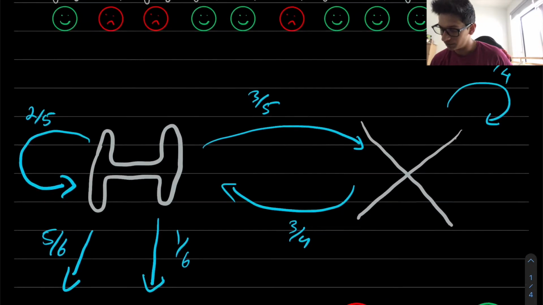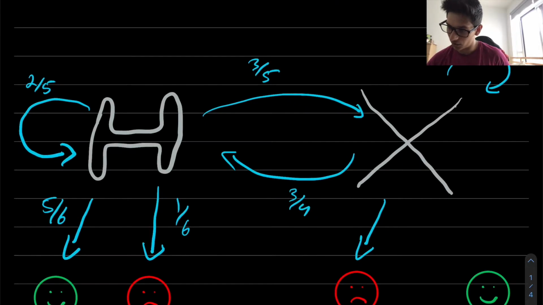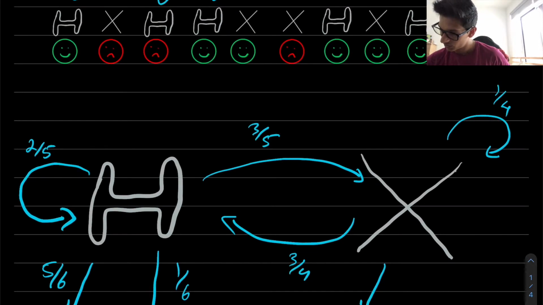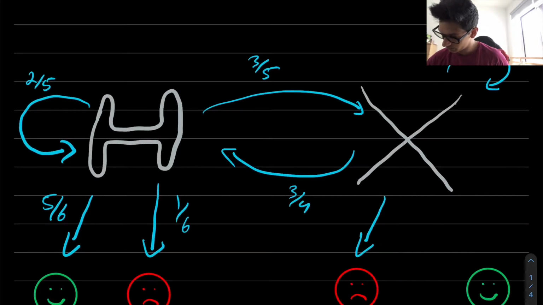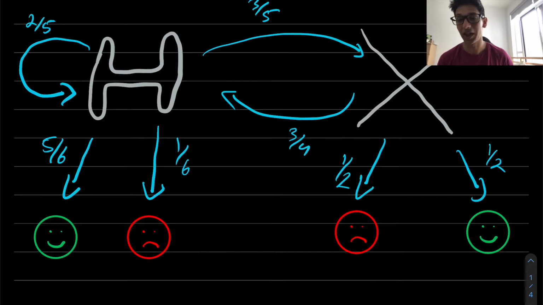Similarly, for not working out, he is sad 2 out of 4 times, so that's half, and he is happy half of the times. Now these probabilities that we just got, these are called emission probabilities.